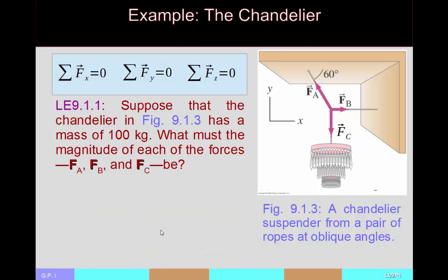Let's look at an example of this principle in application. Suppose that this chandelier has a mass of 100 kilograms, and of course this is at a 60-degree angle, and this is normal to this other wall. So what are the magnitudes of these 3 forces in that case?